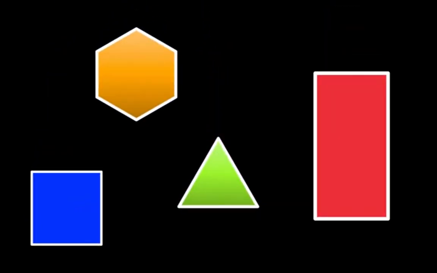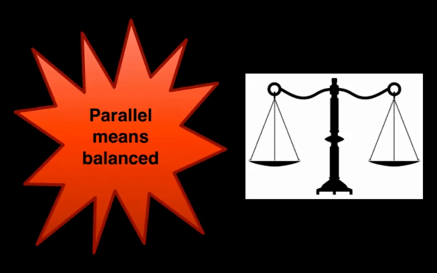This lesson is about using parallel structure. You may remember hearing parallel structure in your math class when you talked about shapes and lines, but that's not what we're talking about here. In English, you can think of parallel as meaning balanced, like in the picture of the scale on the right. This scale is balanced.